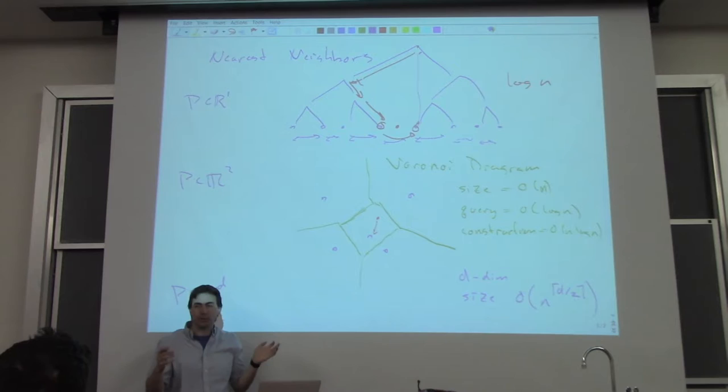There are various ways to capture this. One way is called the bounded doubling dimension. The idea is that if you have a data set and you draw any ball centered around a point, and then you try to cover all of the points with balls of radius r over 2, and then take the log of that number, that gives you an approximation of what the ambient dimension looks like.